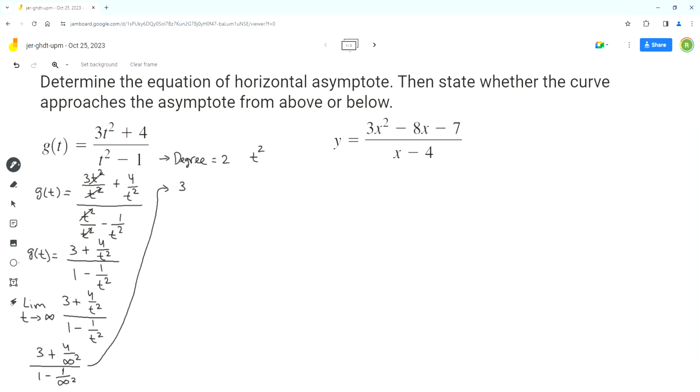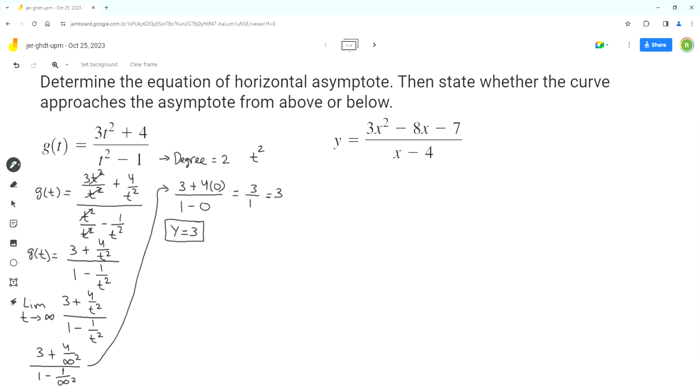So the numerator becomes 3 plus 4 times 0, because 4 over infinity can be written as 4 times 1 over infinity, and then over 1 minus 0. Now in the numerator, 4 times 0 is 0, so 3 plus 0 will just be 3, over 1 minus 0 is just 1, which is equal to just 3. The equation of the horizontal asymptote can be written as y equals 3. So this should be the final answer for the first part.